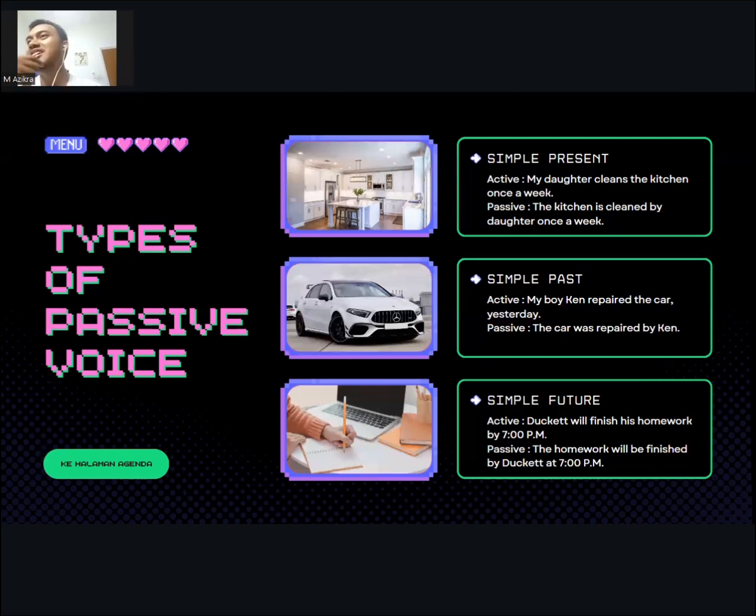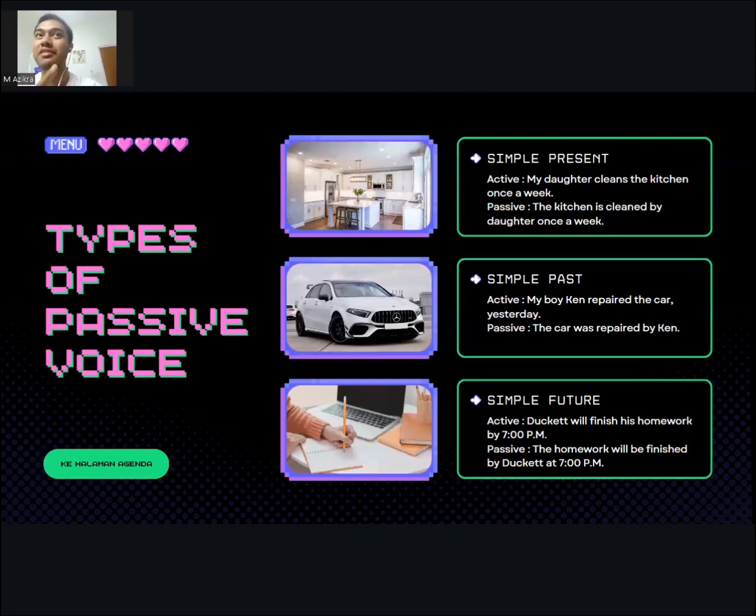In the simple past, the example active sentence is: my boy repaired the car yesterday. So in the passive: the car was repaired by my boy. In the passive, after the car we add was. So was or were, it depends on the object that they use in the active.